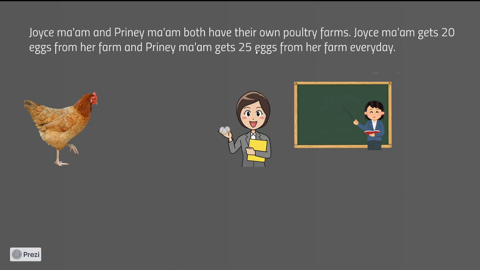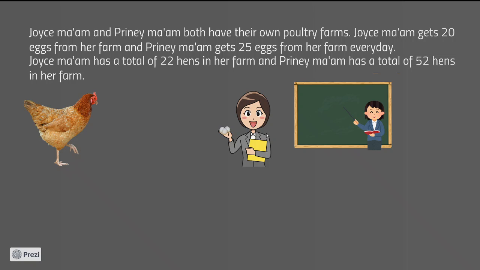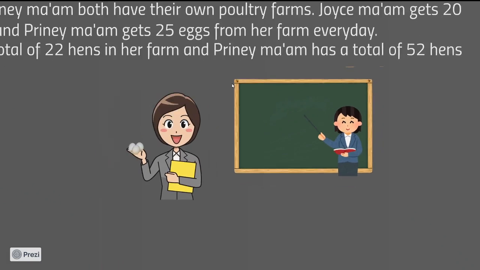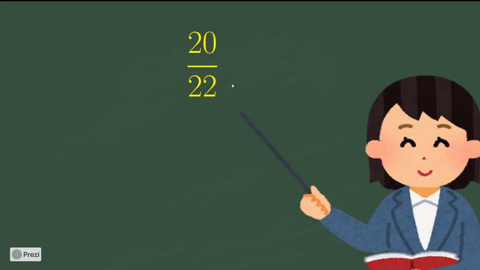She gets more, right? But if I add one more statement like this, Joyce ma'am has a total of 22 hens in her farm, and Prinny ma'am has a total of 52 hens in her farm. What do you see here? Let us write the math down. Out of 22 hens, Joyce ma'am gets 20 eggs. Out of 52 hens, Prinny ma'am gets only 25 eggs.